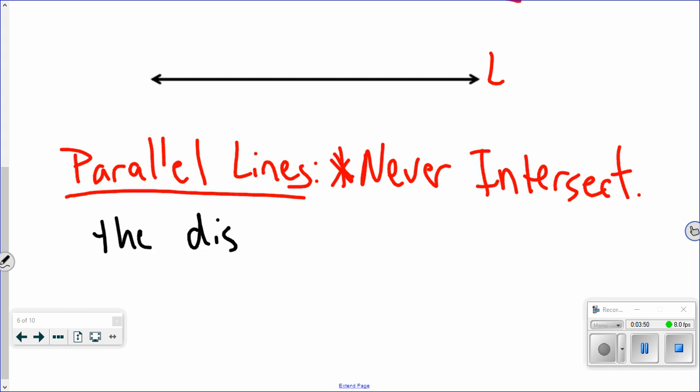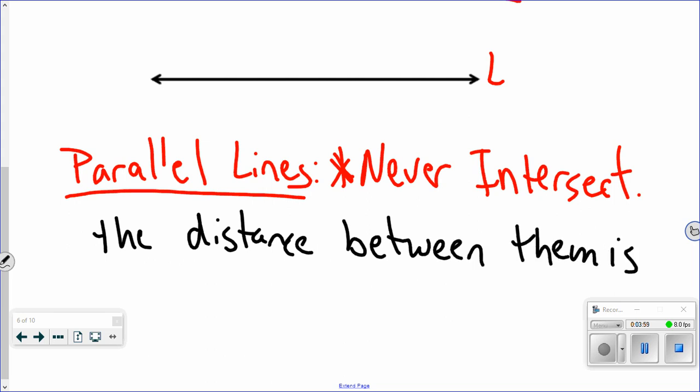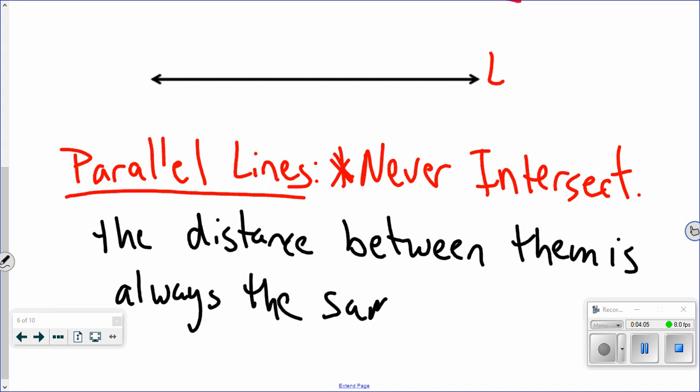Distance between them is always the same. So if the distance between them changed, the two lines would probably intersect at some point, either on the left-hand side or the right-hand side, depending on how much the distance changes frequently.